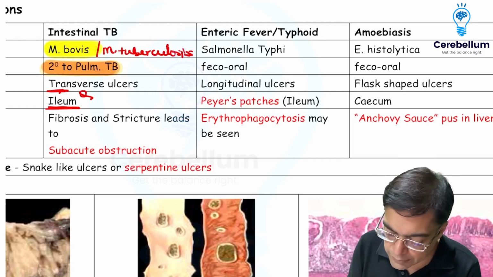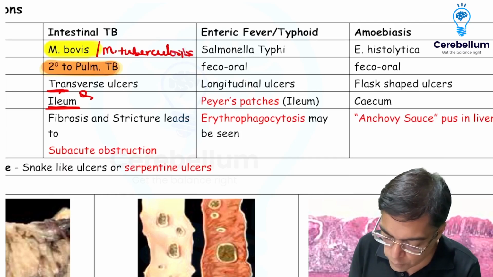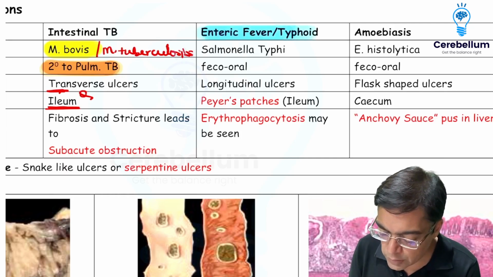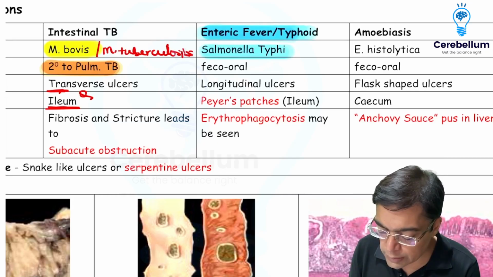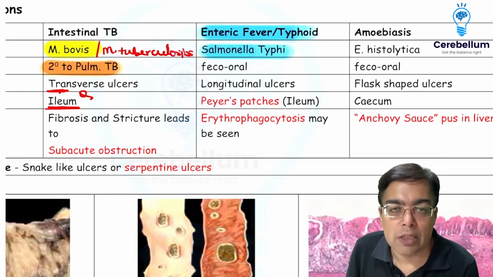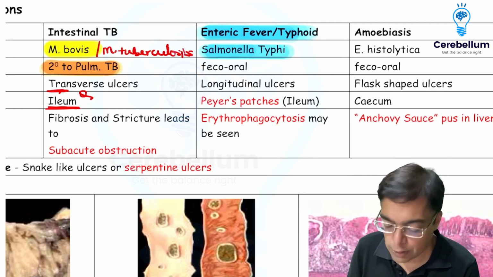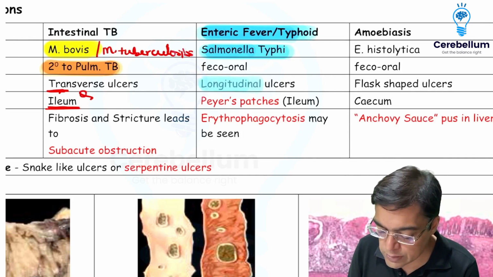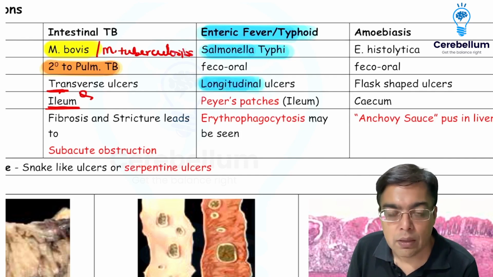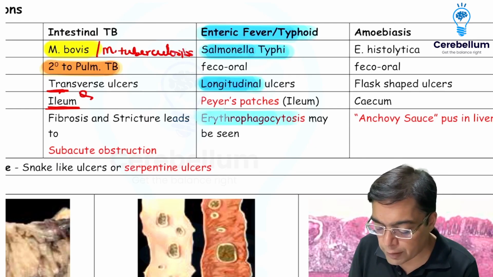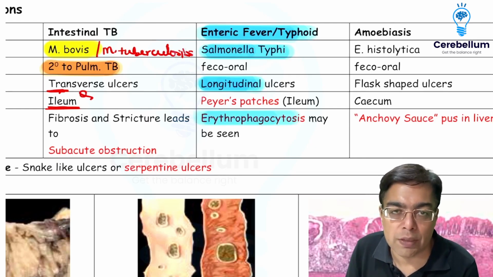If we are talking about enteric fever or typhoid, enteric fever is going to be associated with the intake of a bacteria like Salmonella typhi. We have a fecal-oral mode of transmission of this bacteria, and there is involvement of the Peyer's patches in the ileum. If you look at the gross appearance of the ulcer over here, this is going to be an example of a longitudinal ulcer. And at a microscopic level, it shows a very typical finding, presence of RBCs inside macrophages, what is termed as erythrophagocytosis.